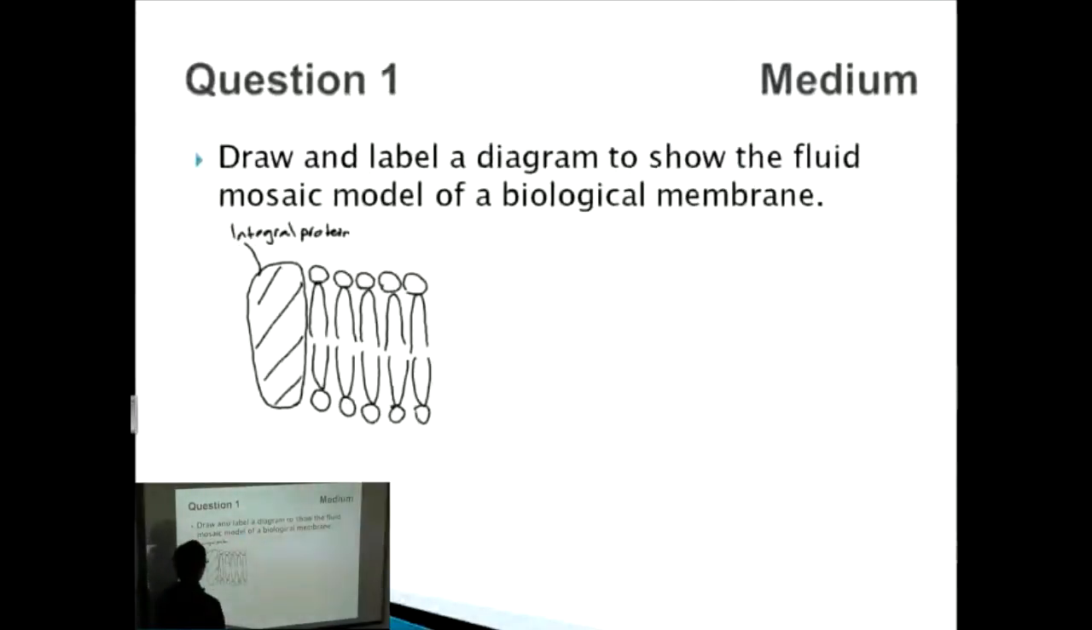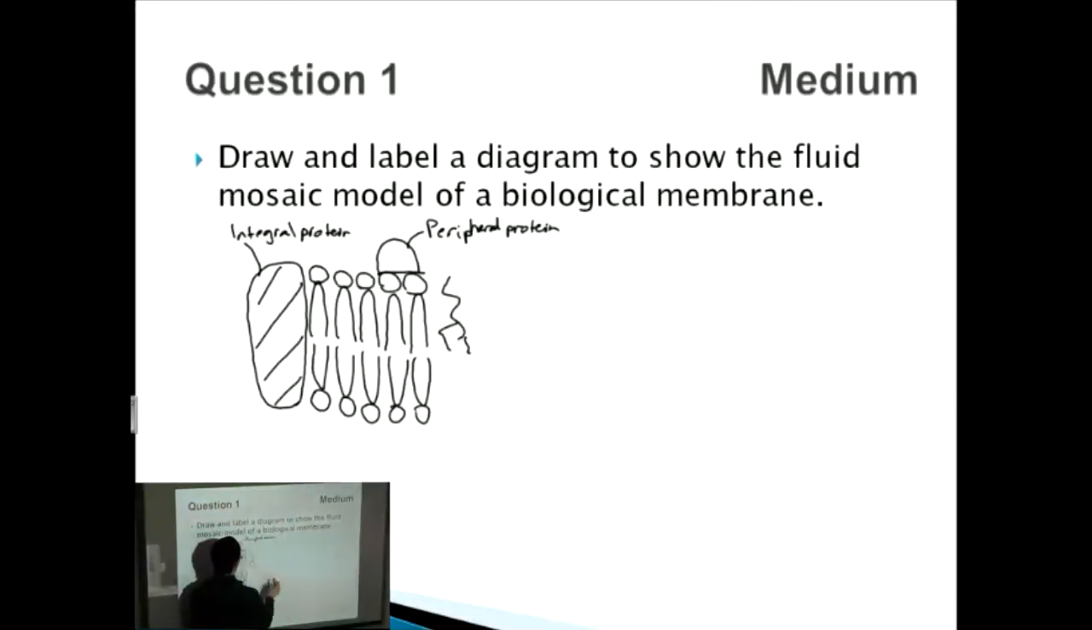It's called an integral protein because it's integrated within it, it's part of it. Sitting on top of it might be another peripheral protein. And sometimes within the phospholipid bilayer, you've also got another molecule of cholesterol. I don't really know how to draw cholesterol, but if you just label it as cholesterol, then it should suffice.